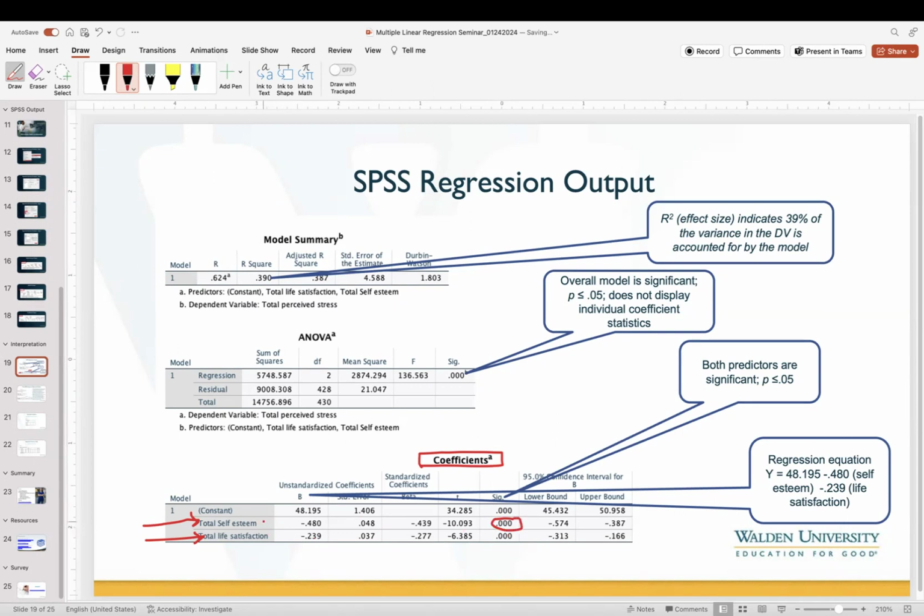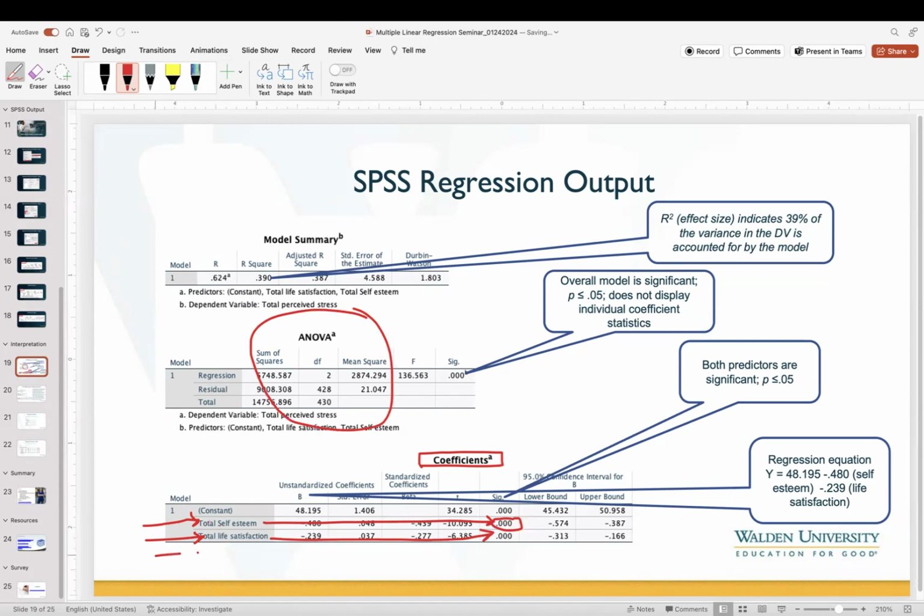Now, tell me, was total self-esteem a significant contributor in this model? Fantastic. Yes, it was. What about total life satisfaction? Was it a significant contributor to the model? So what you have is a regression model. This is called the omnibus test, the overall test. And then this drills into all the predictors.